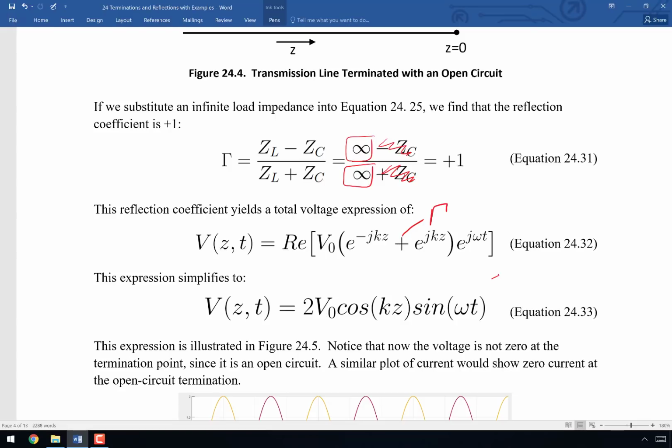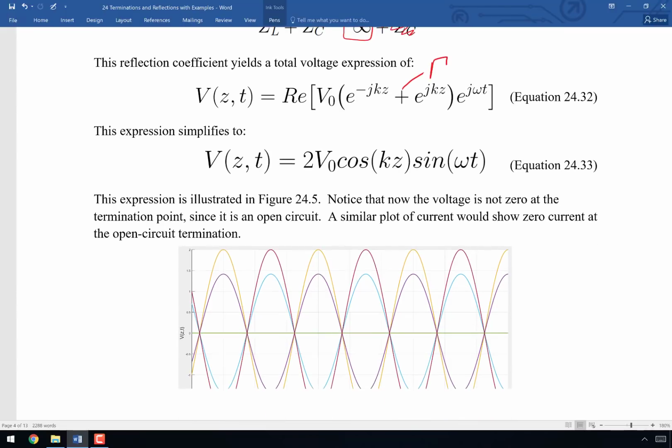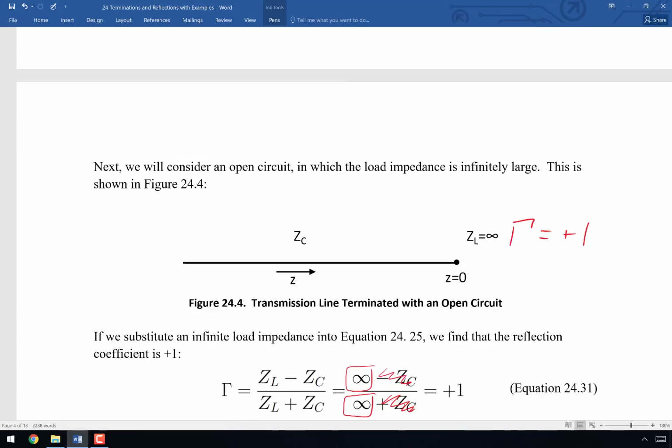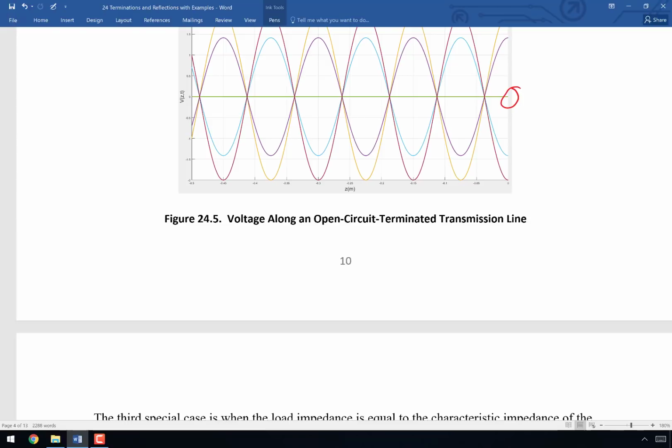So if we put these together, remember that this is where gamma went. So we're going to put gamma right there, and then when we again do a little bit of complex arithmetic, we end up with a cosine of kz times the sine of omega t. And now over here on this point, we don't require that the voltage be equal to 0 because it is in fact an open circuit. If we did this same exact analysis for current though, we would find that the current goes to 0. And the reason for that, of course, is because it's an open circuit. So we know that the current here, I, has to be equal to 0. So we have the two special cases, the short circuit and the open circuit.